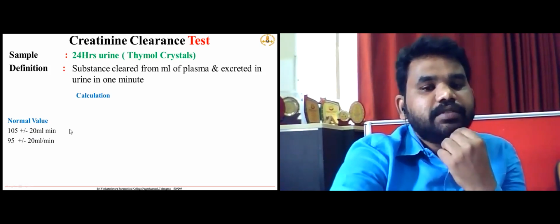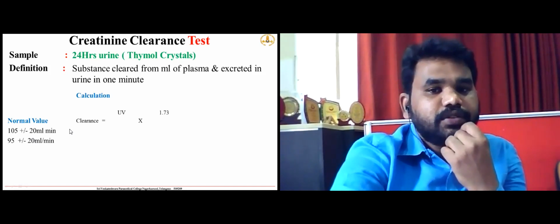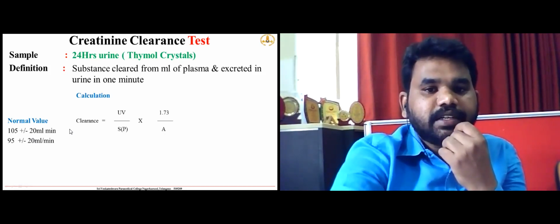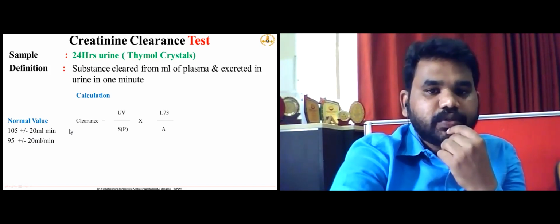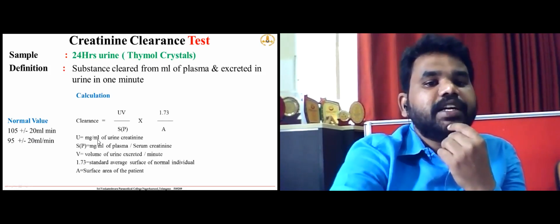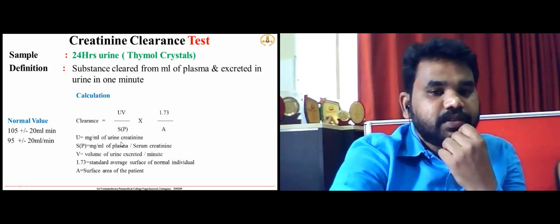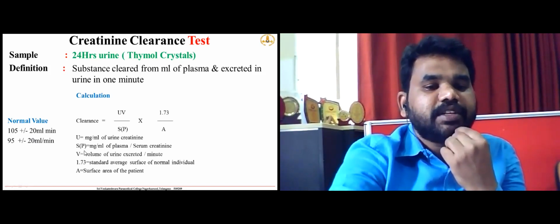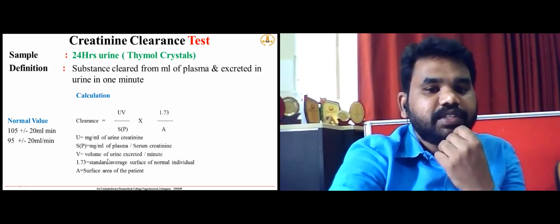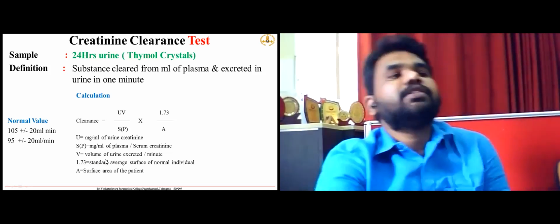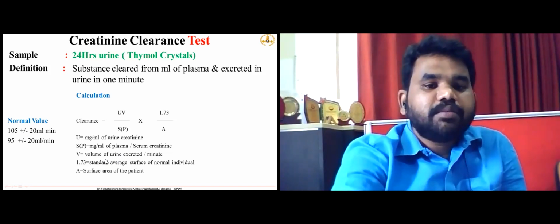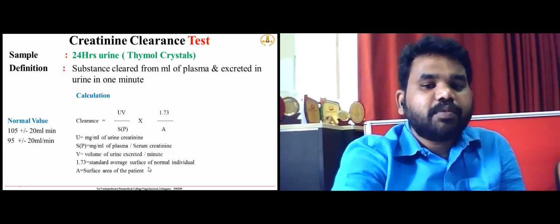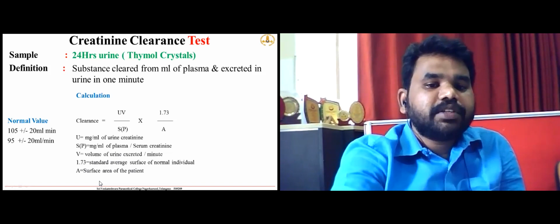So for the calculation, we have the formula: clearance is equal to UV divided by P, multiplied by 1.73 divided by A. What does UV mean? U is the milligram per ml of urine creatinine, and P is the creatinine present inside the plasma or serum. V means the volume of urine excreted per minute. You have to collect a 24 hours urine sample, and you have to calculate it for 1 minute. And 1.73 is the standard average surface area of a normal individual, and A is the surface area of the patient. Like this, you calculate the creatinine clearance test.